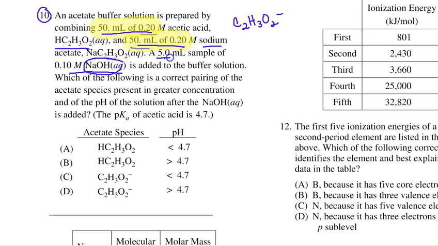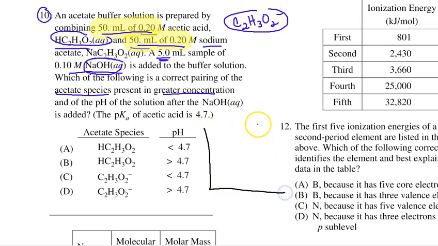So we have a little bit of base being added. Which of the following is the correct pairing of the acetate species? That means either the conjugate acid or the conjugate base is in higher quantities, in greater concentration. And what will be the relative pH if I add a little bit of the base? Well, we should all know that when we titrate with a weak acid, or if we create a buffer region, what we're dealing with is something like this.